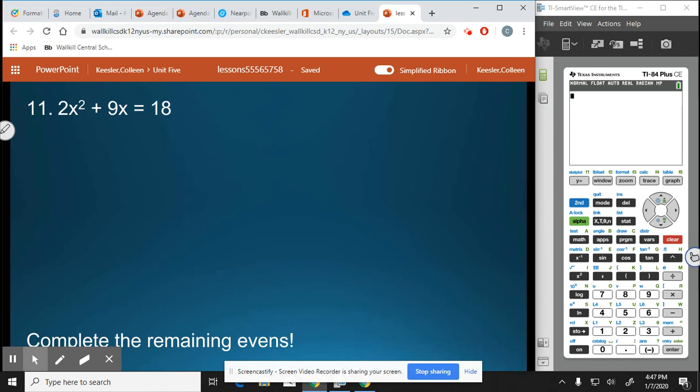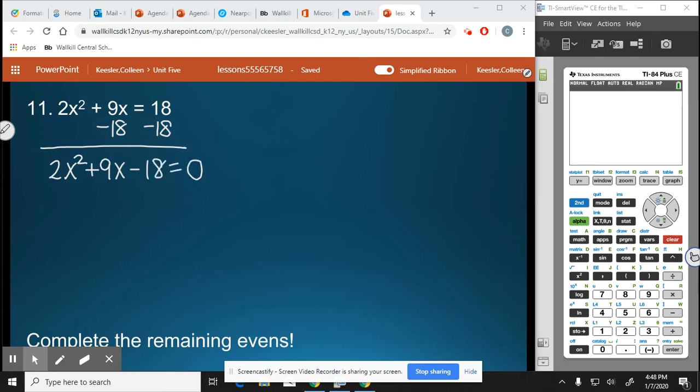Number 11, 2x squared plus 9x equals 18. Again, we want to set this equal to 0, so we're going to subtract that 18 from both sides. We got 2x squared plus 9x minus 18 equals 0. Now, 2, 9, and 18 don't have a common factor, so we have to start from here. We do 2 times negative 18, we get negative 36, and we need the factors of negative 36 that have a sum of 9. All right, so 36 is 6 and 6.